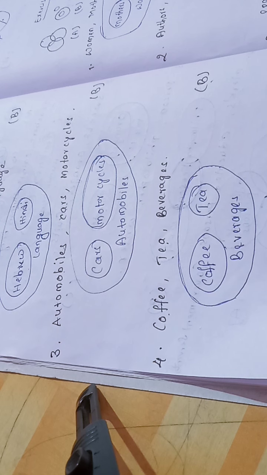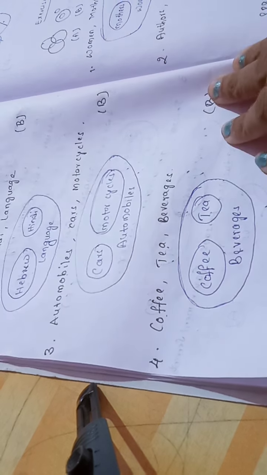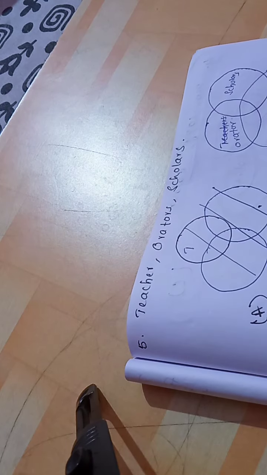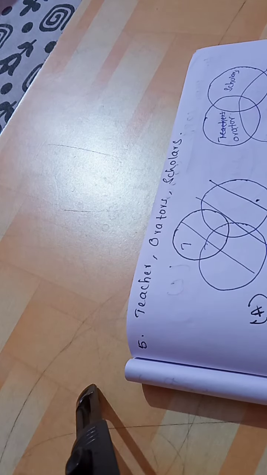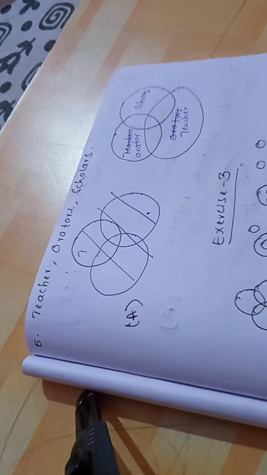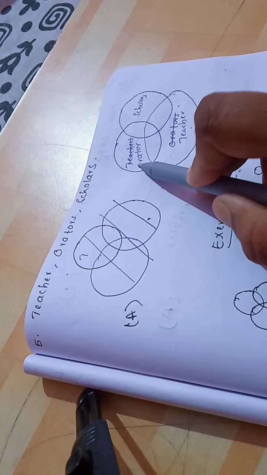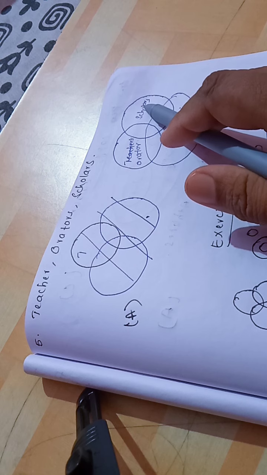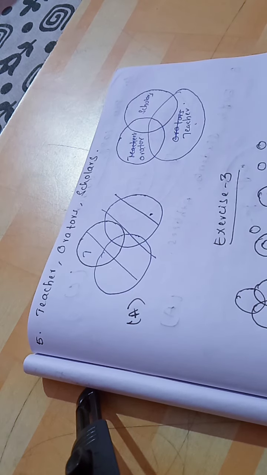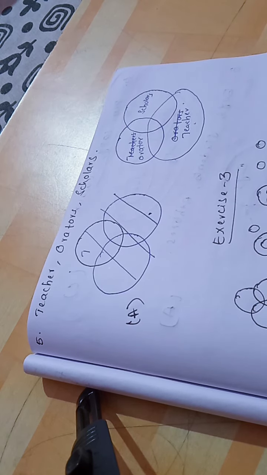Right? Now next, he gave teacher, orator, scholar. Orator means a person who speaks in public. Scholar is nearly one who writes a thesis, etc. While teacher training, they will train a teacher to become an orator or to become a scholar. So from the given options, option A is the correct option.